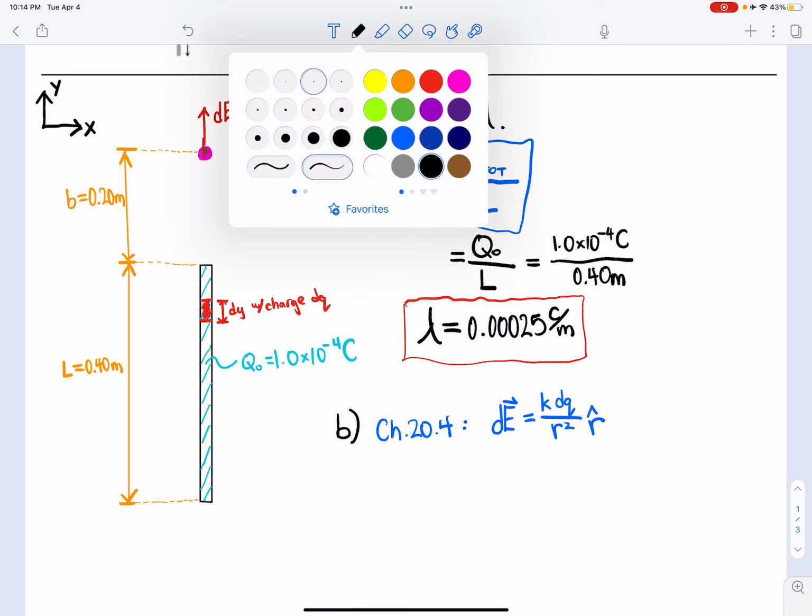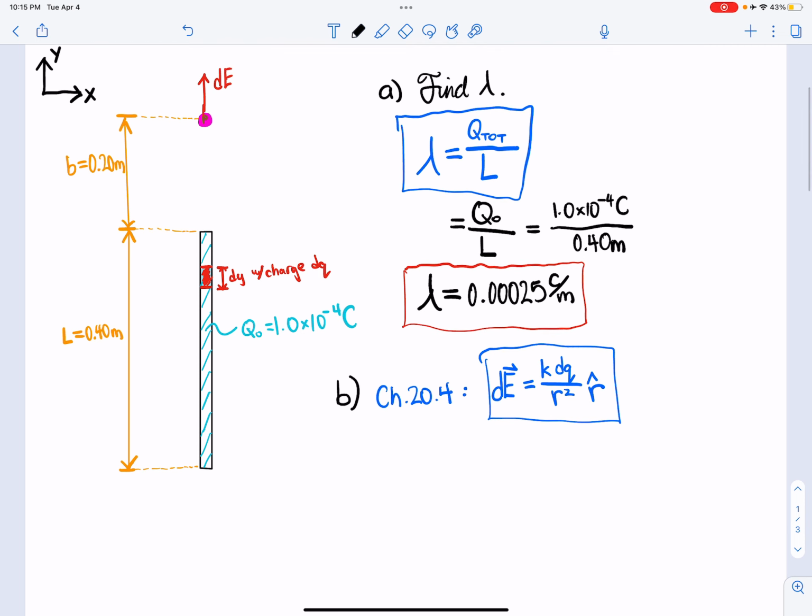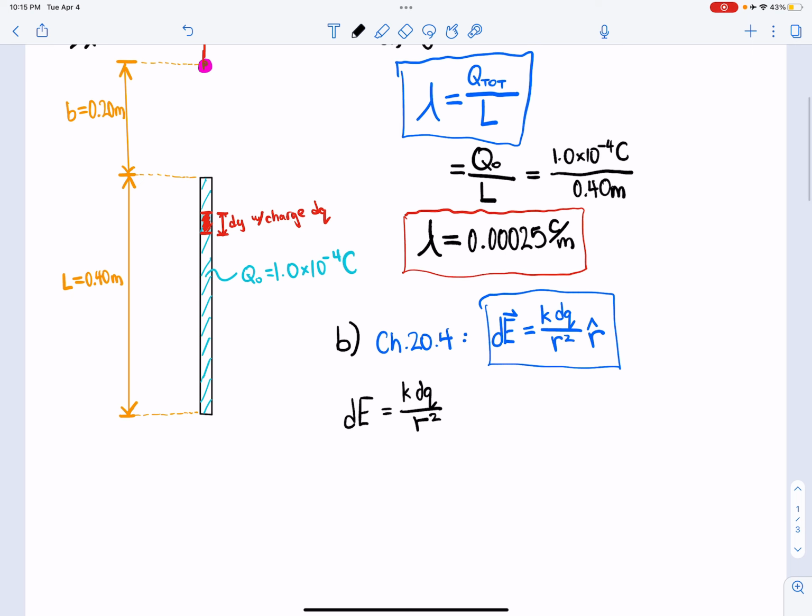So let's do that. So I've got dE is equal to k dq over r squared. First, I'm going to find my charge, my little charge dq. Okay, that's due to only this little piece of dy right here.